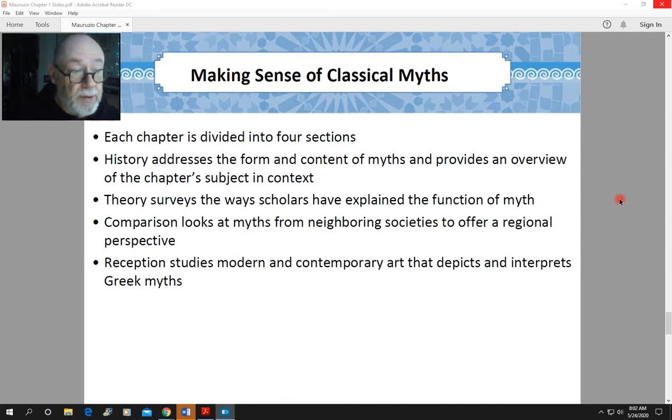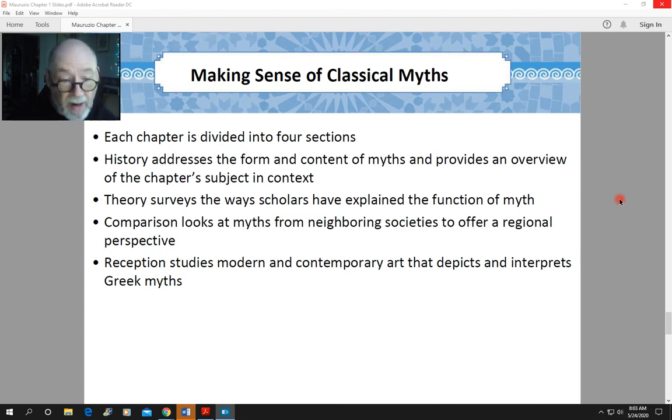So each chapter is divided into 4 sections. I already mentioned this. This would be the 4th part. History, form, and content of the myth, the Greek myth, and provides an overview of the chapter's subject. Theory surveys the theoretical lens of looking at myth. Comparison looks at myths from neighboring societies, primarily from the Near East, but also some Roman stuff and some Egyptian stuff. And reception studies modern and contemporary art that depicts and interprets Greek myths.